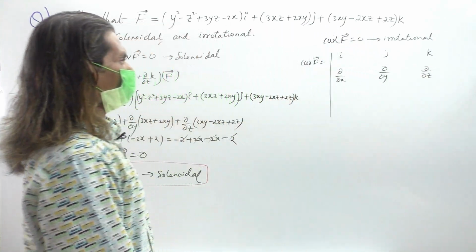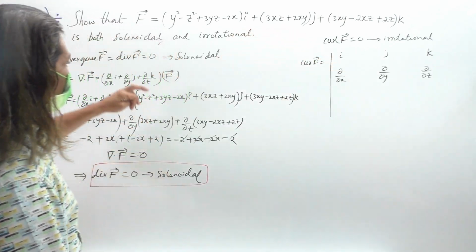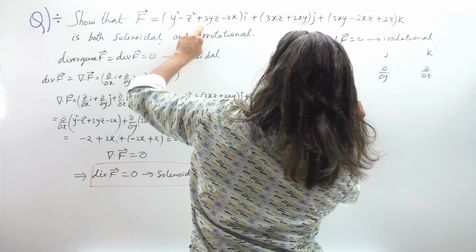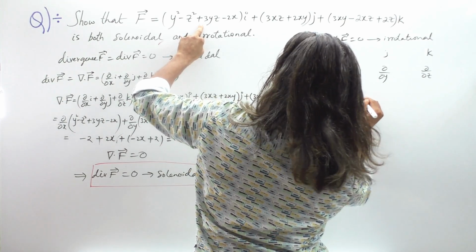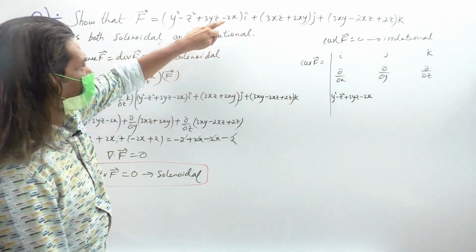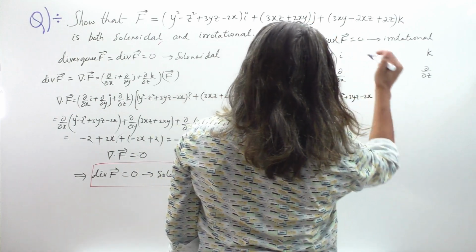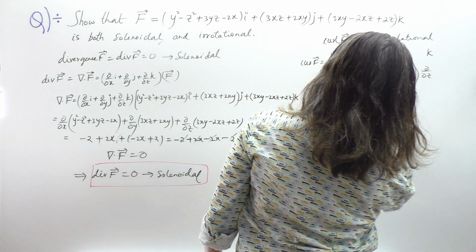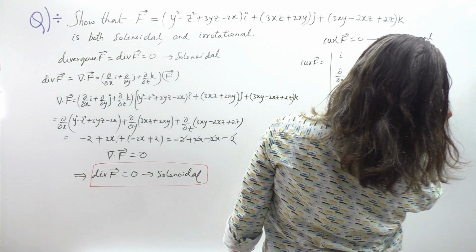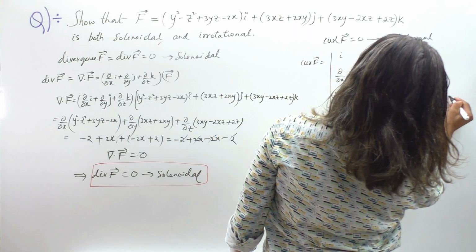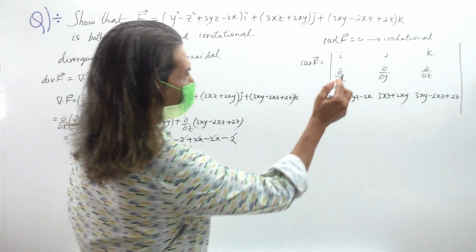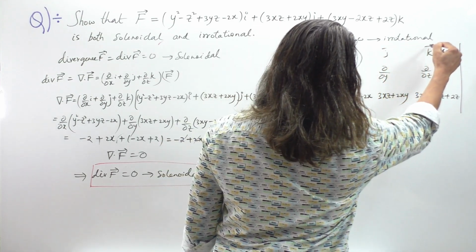Fine. Now next the components of i, j, k. So we have the vector here. For i it is y² minus z² plus 3yz minus 2x. Then for j, 3xz plus 2xy. Finally for k, it is 3xy minus 2xz plus 2z. This is what we have. Now as you know, plus minus plus.